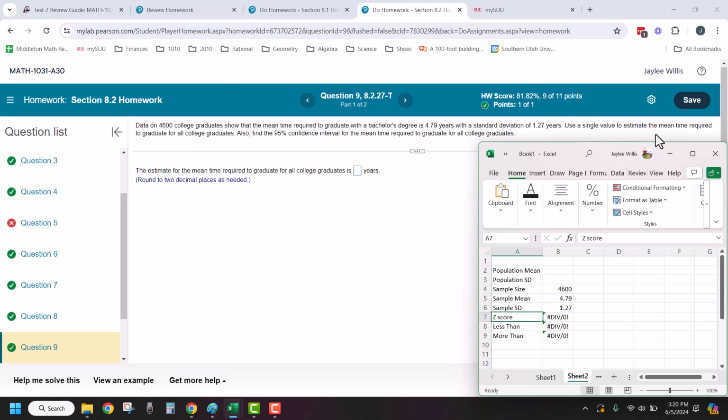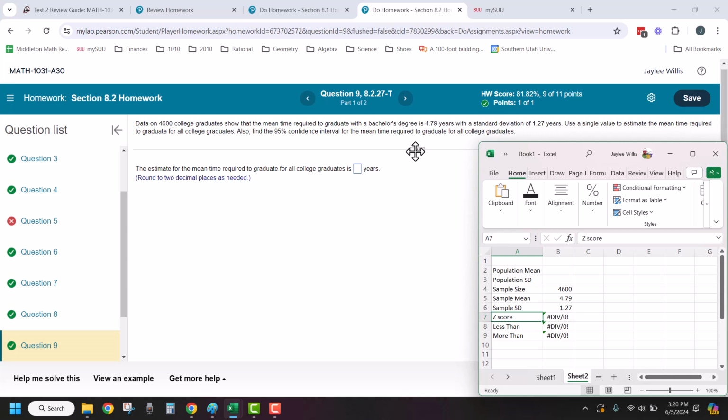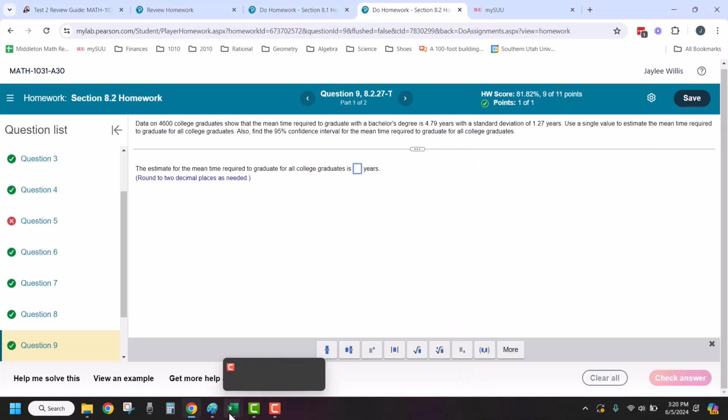And then it says use a single value to estimate the mean time required to graduate for all college graduates. Also, find the 95% confidence interval for the mean time required to graduate for all college graduates. So again, we don't know what the actual mean time is required to graduate for all college graduates, but we do know that it should be close to the sample mean because the sample size was really large. And as long as the sample size is really large, the sample mean should be close to the actual population mean. So we can estimate that the population mean is going to be 4.79 years.